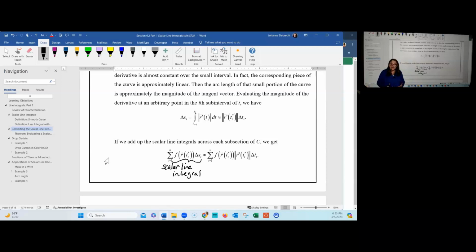Now you know what we're going to do, since this is calculus and we do it all the time. Once we have a Riemann sum, we take the limit as the number of cuts along the curve goes to infinity. That's the same as saying that the length of each little segment goes to 0. As we take that limit, this approximation becomes an equation.